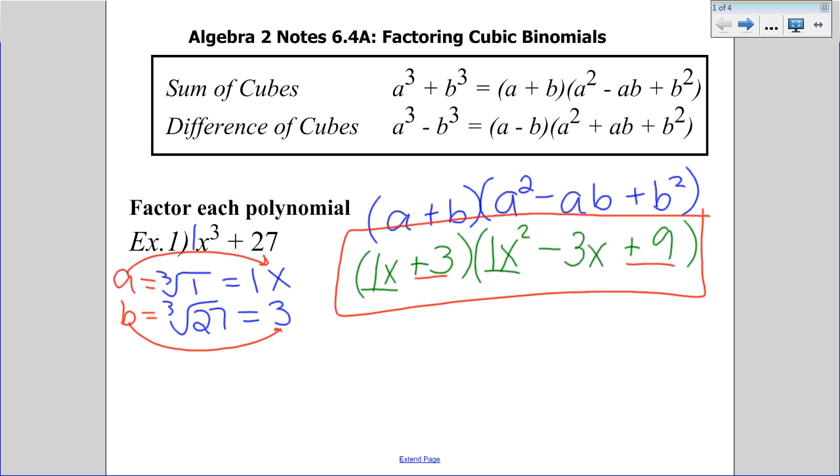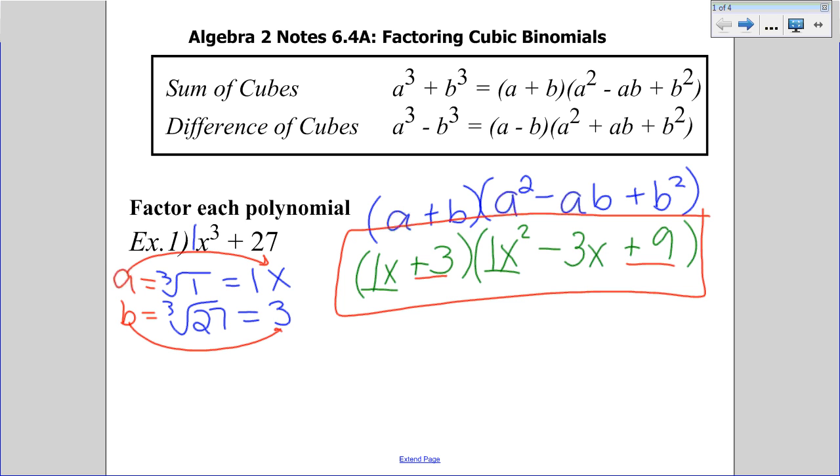What's your question? How did you get A? Like your first step, you did something. I took the cube root of 1, because the coefficient here is 1. So if I take the cube root of 1, that gives me the A value that I'm putting through here.